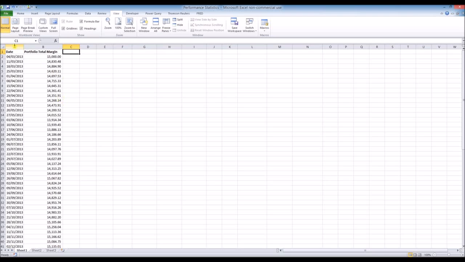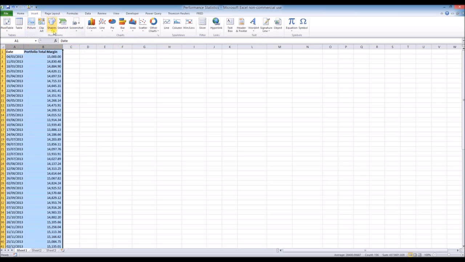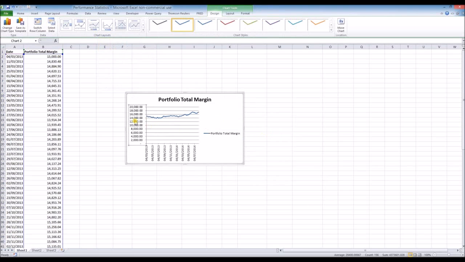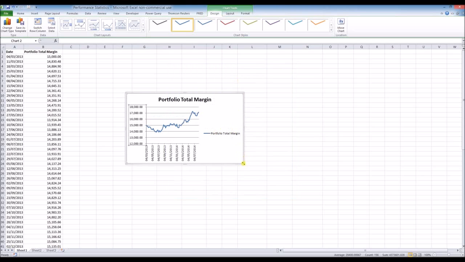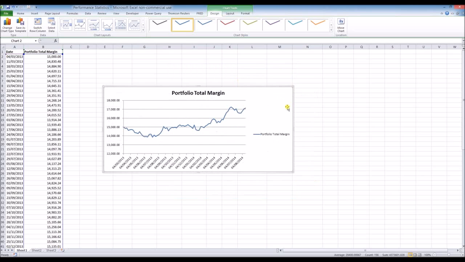Drawdowns are best explained in a graph, so I'll just do that quickly now. So just insert a basic line graph of our margin over time. We'll just edit the graph so we can see it more easily. Okay, so this is the portfolio margin over time, basically portfolio performance over time.